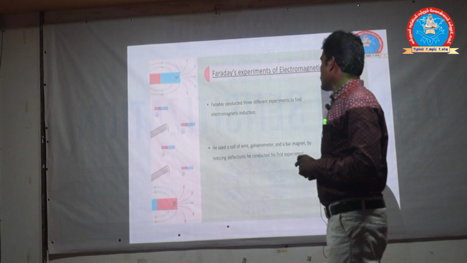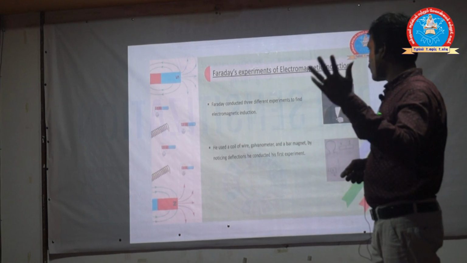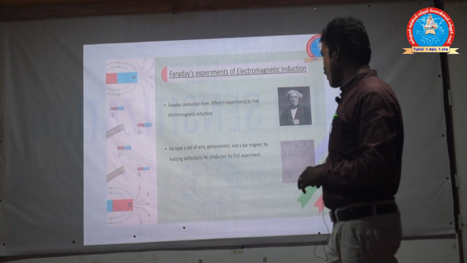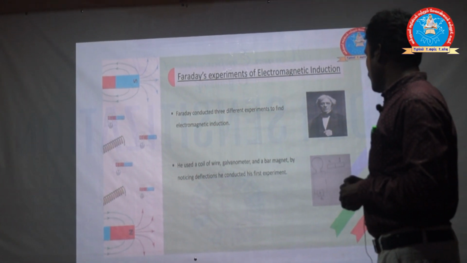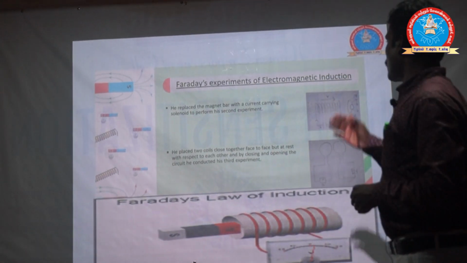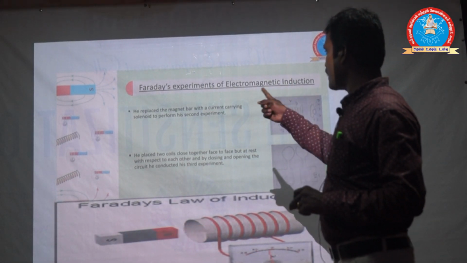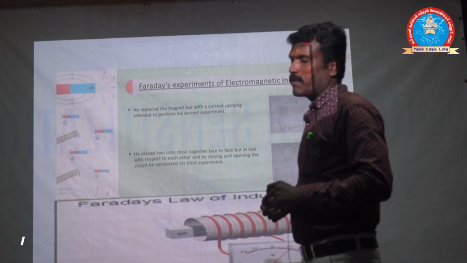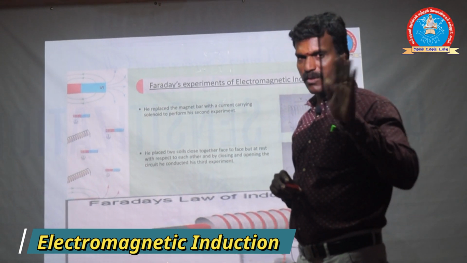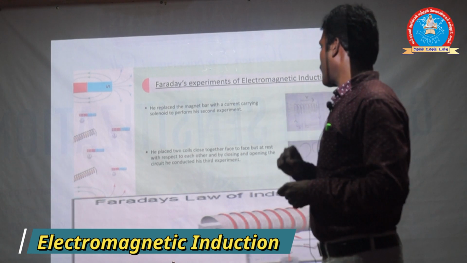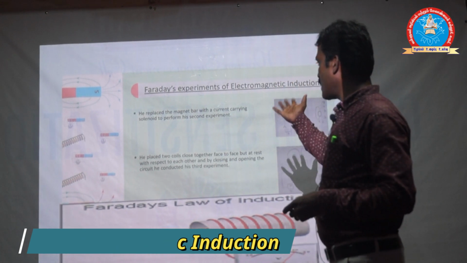So, Faraday's experiments on electromagnetic induction. Faraday conducted three different experiments to find electromagnetic induction. He used a coil of wire, a galvanometer, and a bar magnet. Noting the deflection, he conducted his first experiment. In the second experiment, he replaced the magnet bar with a current carrying solenoid. So in the first experiment we use the magnet, and in the second we do not.